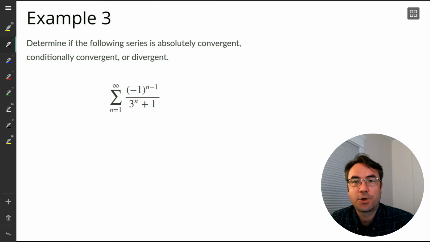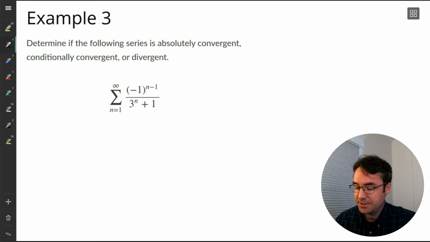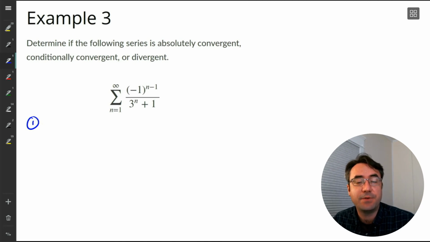Example 3. We're going to determine if this series is absolutely convergent, conditionally convergent, or divergent. It's the sum from n equals 1 to infinity of -1 raised to the n minus 1 power over 3 to the n plus 1. So we start just like we did in example 2. We start with our series of absolute value terms.